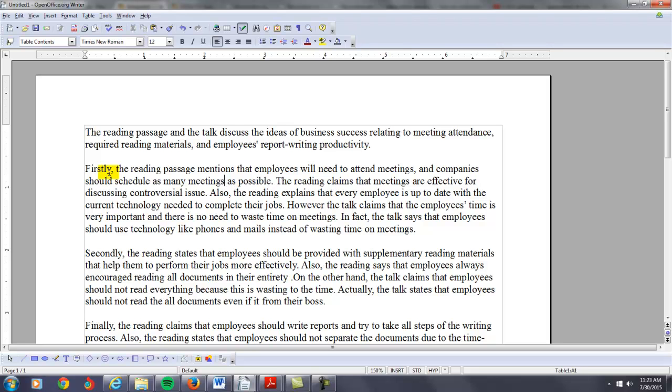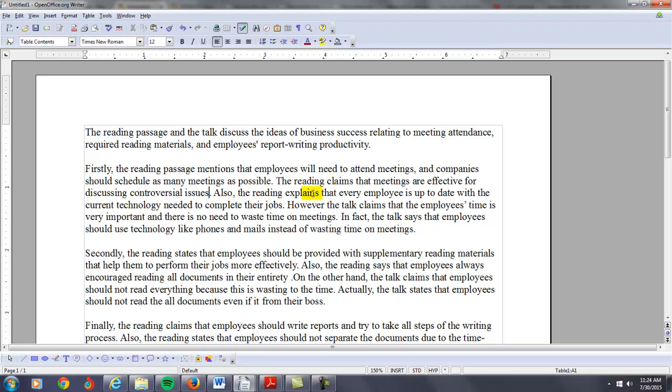So you're having some word order and parallel structure problems here. You might want to write down these key ideas. So put down word order, put down parallel structure. That tells you that those are 2 things you want to improve upon in the grammar part of my course. You say the reading claims that meetings are effective for discussing controversial issues. So the plural S ending is better here.